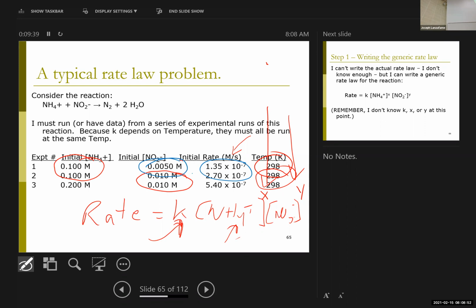If I look at the second and third reaction, I did the same thing only with ammonium. I doubled it, and again, the rate doubled. And so, quite frankly, I already know it's first order in ammonium and it's first order in nitrite.